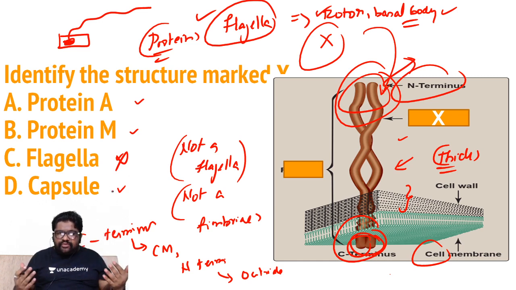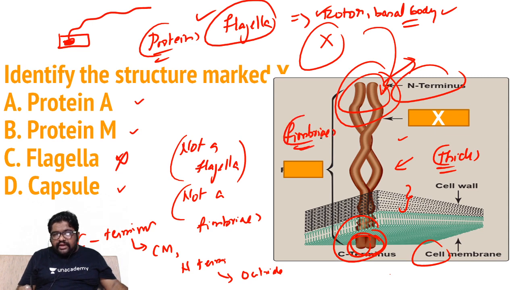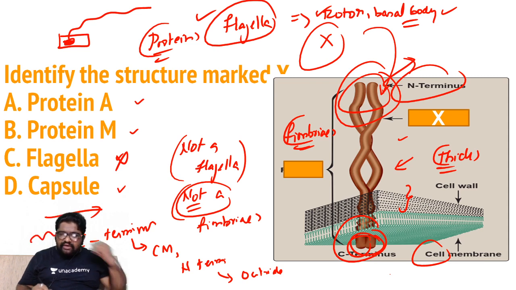If at all you think about a fimbriae, there is a possibility it can be a fimbriae, but not technically a complete fimbriae. Look at this. This whole thing can be taken as a fimbriae, but it is not a flagella for sure. And why am I not saying that it is always not a fimbriae? There is a possibility that fimbriae can have a straight structure. Sometimes fimbriae can have lightly curved structures. So if I take it as fimbriae, look at this.